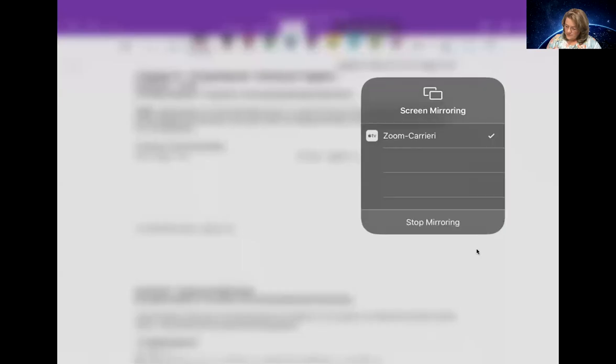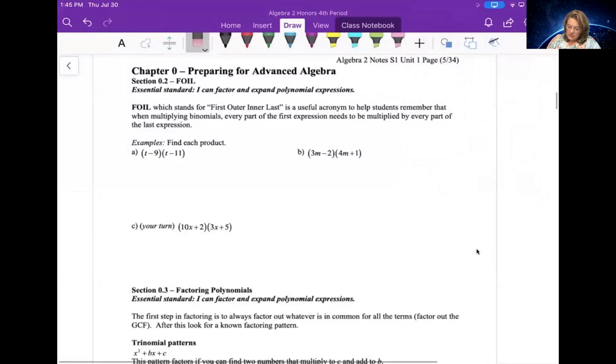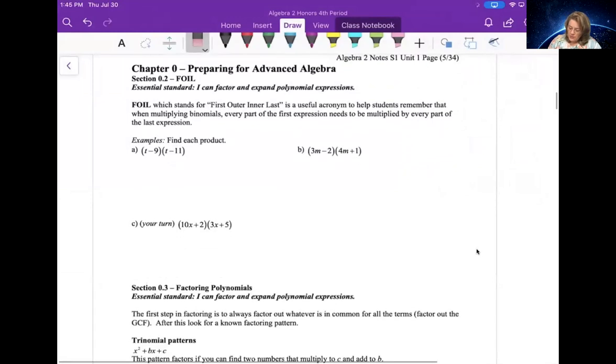Okay, so I'll do my best to be efficient, so try to follow along. Let me share my screen with you, and we'll start with section 0.2. This should be a review for you.